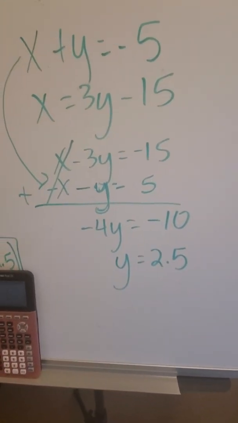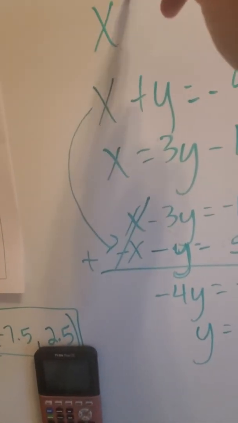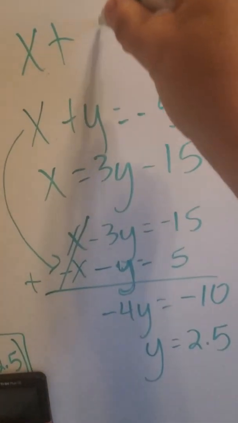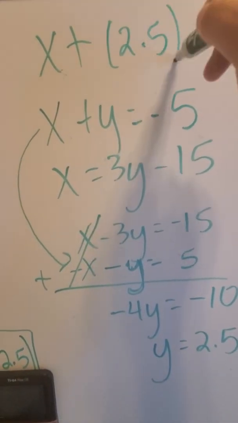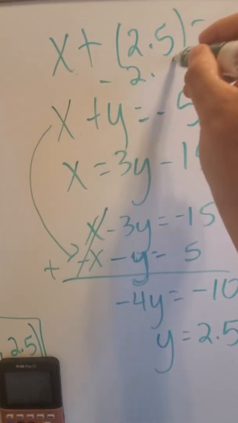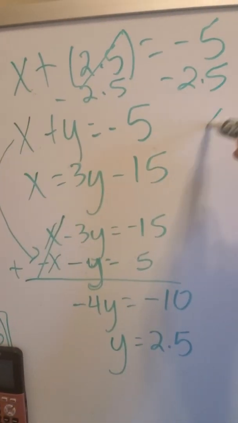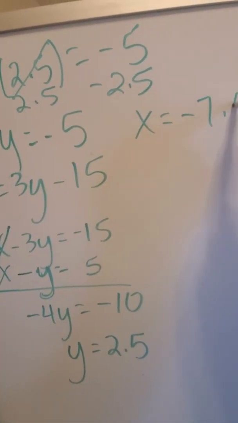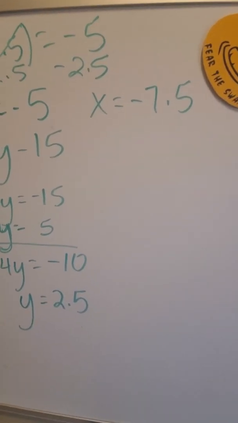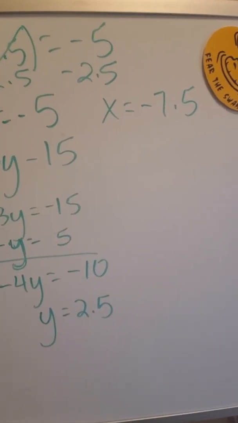All right, now that I know y, I can plug it back in. I'm just going to plug it in here. So x plus y, which is 2.5, equals negative 5. So subtract 2.5 to the other side. That would cancel, and x would equal negative 7.5. So you don't have to have the graphing calculator. You can use elimination, okay? That's usually everybody's second favorite, okay?